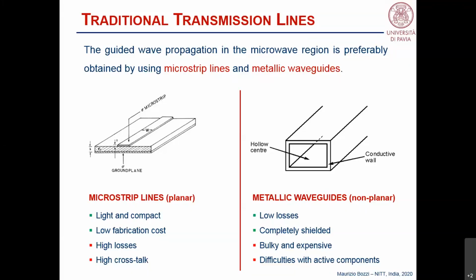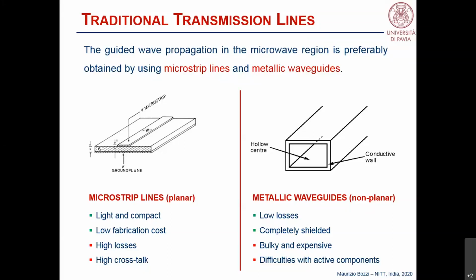On the other hand, we have the metallic waveguides, which are non-planar structures, and they have low losses. They are completely shielded, so they have no crosstalk even between closely spaced devices. But they are bulky and quite expensive, and especially there are serious issues whenever you want to integrate active devices with a metallic waveguide. You need special transitions to a microstrip line or a coplanar waveguide, and then a transition back to the metallic waveguide.